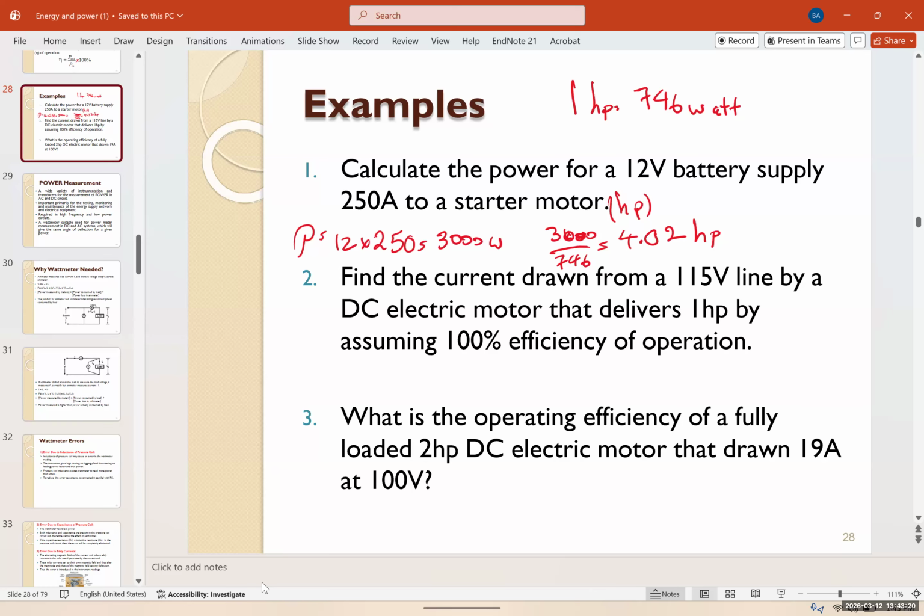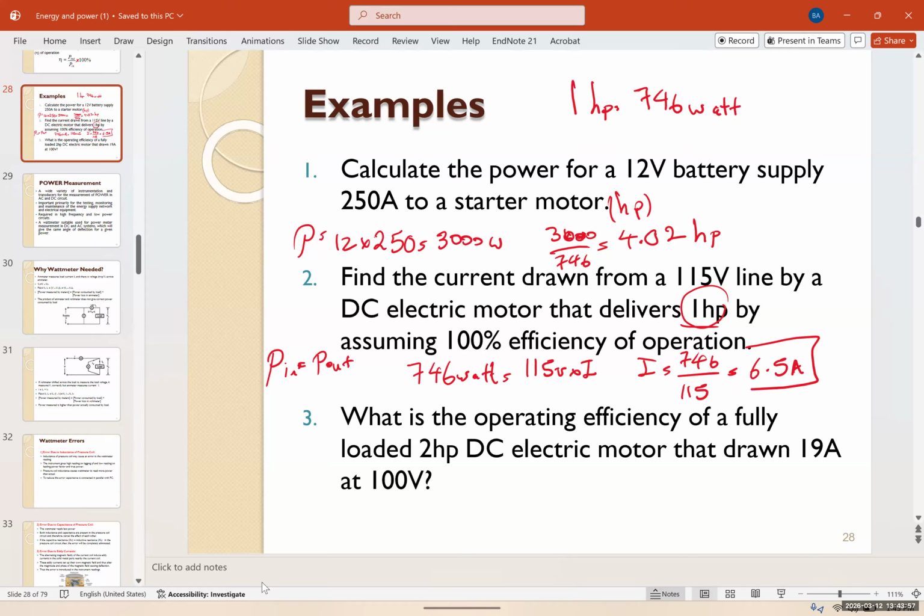Did you solve it? Do you need more time? Okay, for the first one, because the efficiency is 100%, the input power is equal to the output power. It delivers 1 horsepower, or 746 watts, which equals 115 volts times the current. So I would be 746 divided by 115, which gives us 6.5 amps.